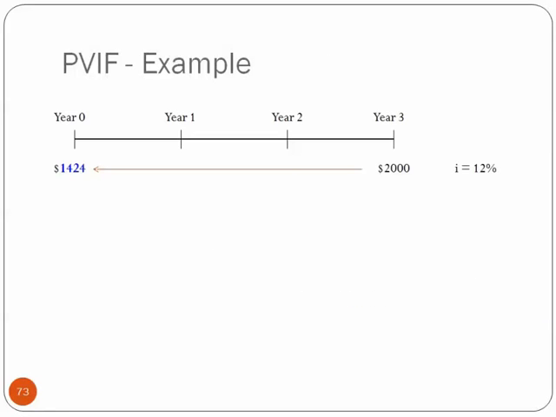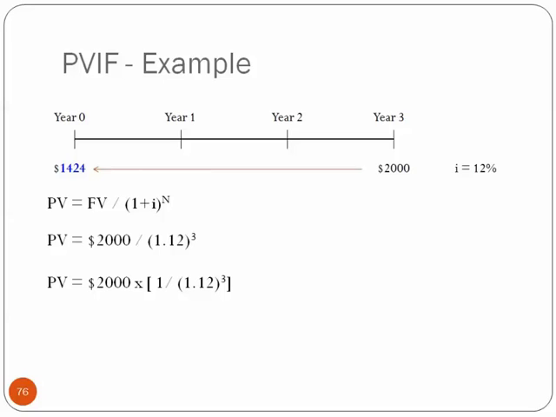So we have our $2,000 from the previous example, and we're discounting it, right? So we say it's $2,000 divided by 1.12 to the third. Now we're going to introduce this present value interest factor. So it's 2,000 times 1 over 1.12 to the third, which just reduces to 0.712. So it's $2,000 times 0.712, and we're left with our $1,424.